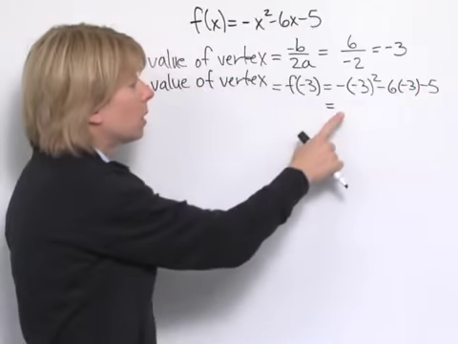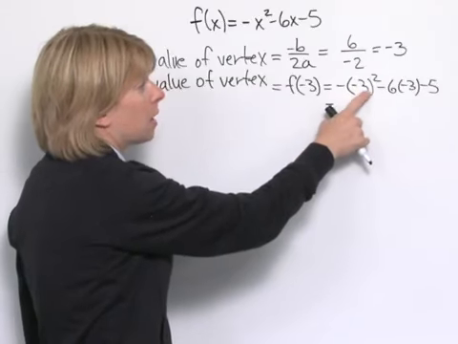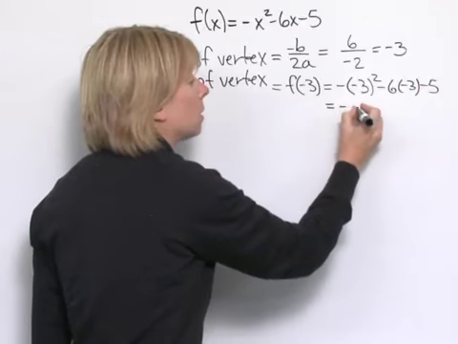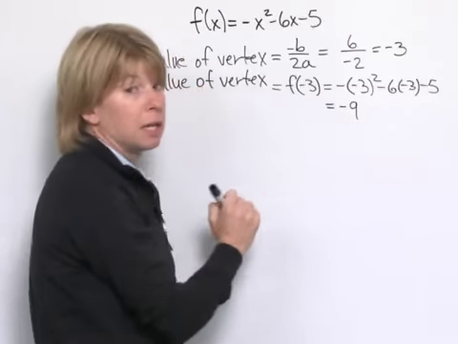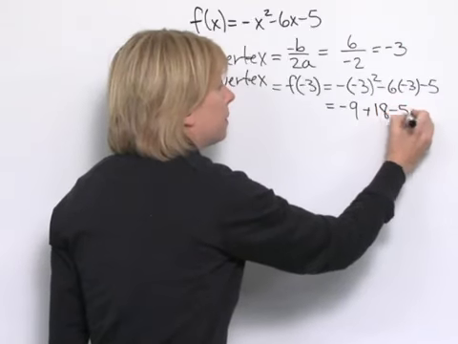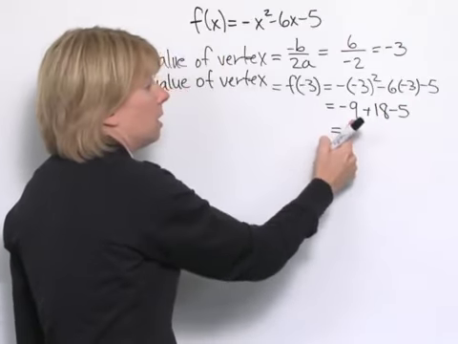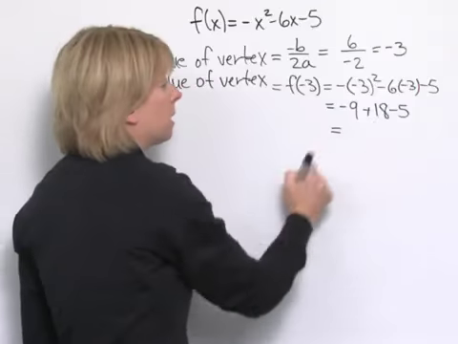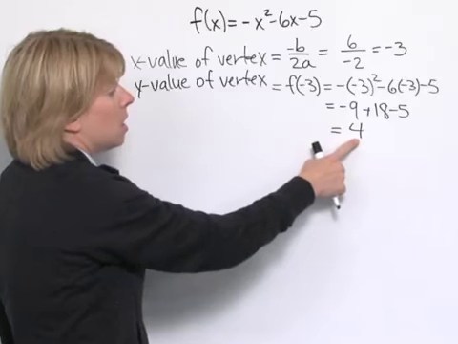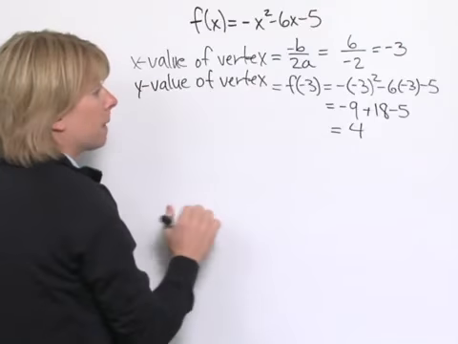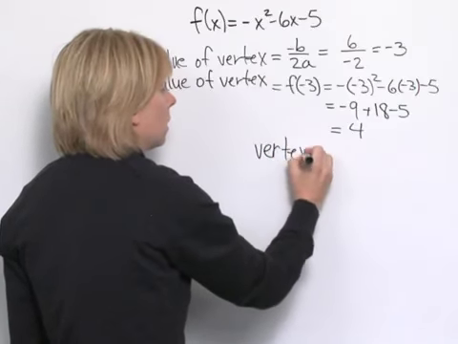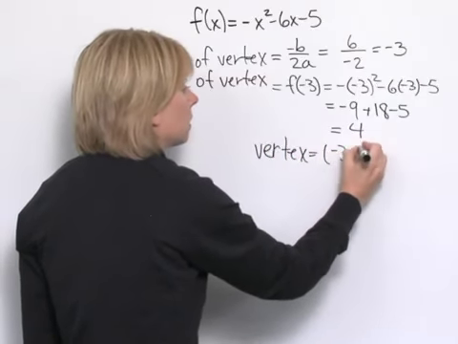And simplifying this, we'll get negative 3 squared is 9, and we've got this negative in front of it, so negative 9. Negative 6 times negative 3 is positive 18, and minus 5. Negative 9 plus 18 is 9, minus 5 is 4. So we have our x value of the vertex, our y value of the vertex. So negative 3, 4 is our vertex.